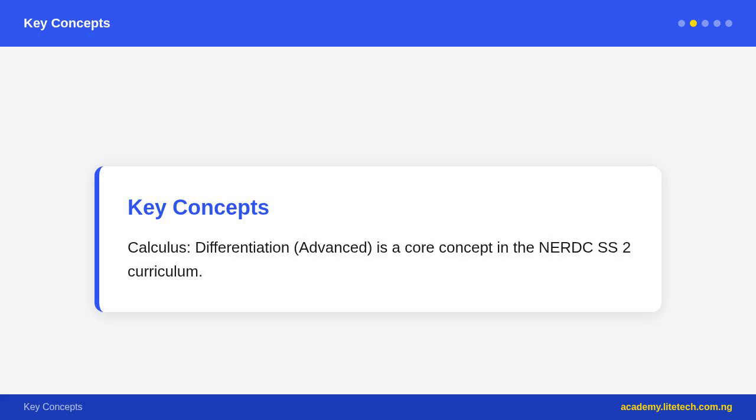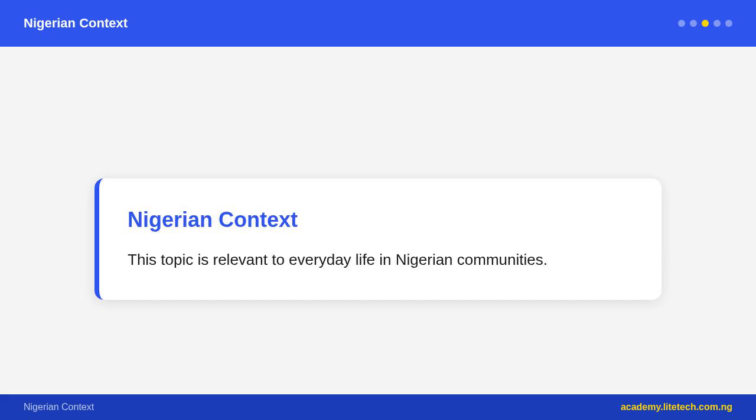When one function is divided by another, we use the quotient rule. If y equals u divided by v, then dy over dx equals v times du over dx minus u times dv over dx, divided by v squared. Memory aid, the quotient rule is often remembered as low d high minus high d low over low squared, where low is the denominator and high is the numerator.